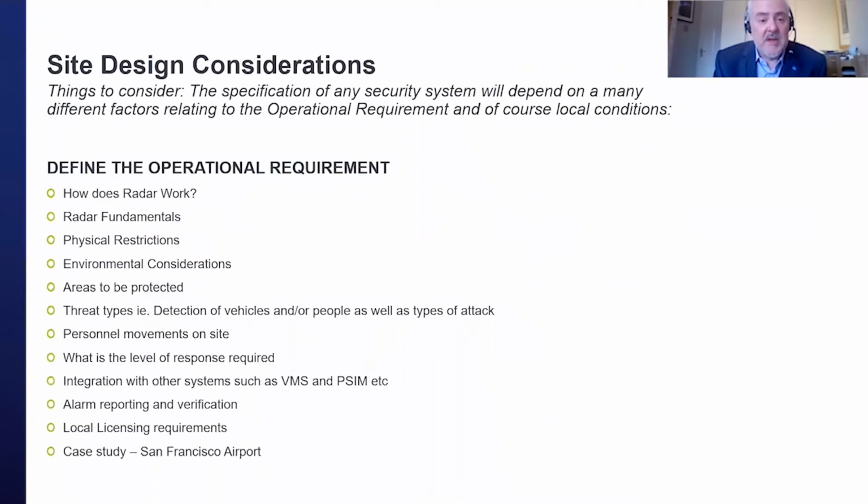So what we're going to look at today is what things you need to be aware of if you're thinking of specifying a radar for a particular application. We'll go through a quick recap on how radar works and some fundamentals of the physics, then physical and environmental considerations on sites, and we'll finish off with a case study on a project that we did with San Francisco Airport, where we went through a lot of these types of processes.